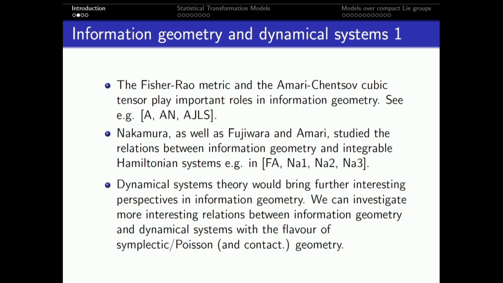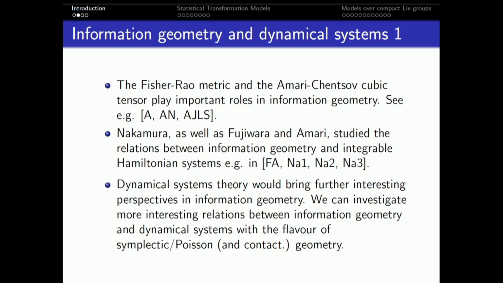But concerning the connection with dynamical systems, there are some pioneering works by Japanese researchers. This was already mentioned in the previous talk, but in the 1990s there were works by Nakamura and also Fujiwara and Amari, and they tried to give some kind of integrable Hamiltonian or gradient systems from the framework of information geometry. But in my opinion, there could be a more interesting feature of information geometry which can be explored from the viewpoint of dynamical systems, especially Hamiltonian or Lagrangian systems, or extensions of these systems defined in the flavor of symplectic, Poisson, or maybe contact geometry.